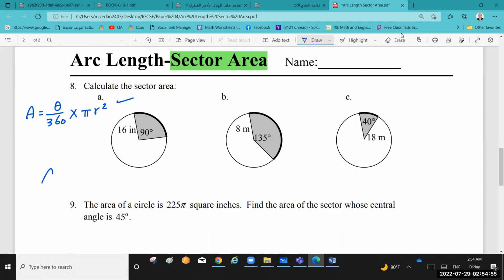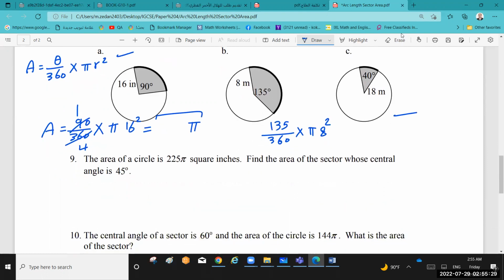So just apply the formula now. The area is 90 over 360, which is 1/4, times pi r squared. The r is 16. Just write 16 squared and use a calculator to solve this part. Easy, very easy. You just leave the answer in terms of pi because it's an exact value. Here, what is the area of the sector? Very easy: 135 over 360 multiplied by pi r squared. Very nice. The same here.